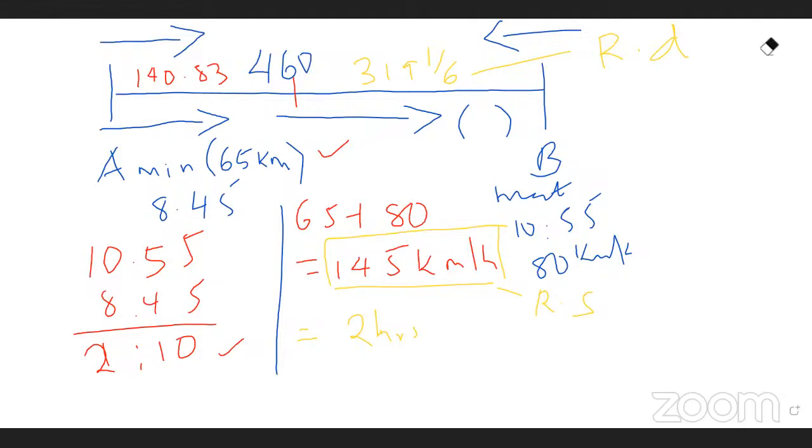0.2. This is 2 over 10. 2 over 10 times 6. 2 hours 12 minutes. Not 2 hours 20 minutes. It is 0.2, so that means 12 minutes. It is 2 over 10, 2 over 10 multiplied by 60.